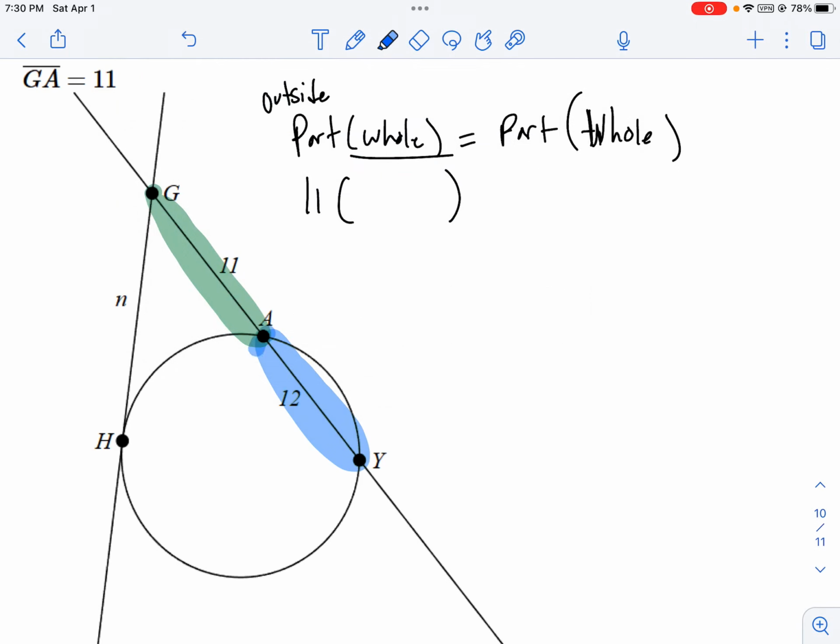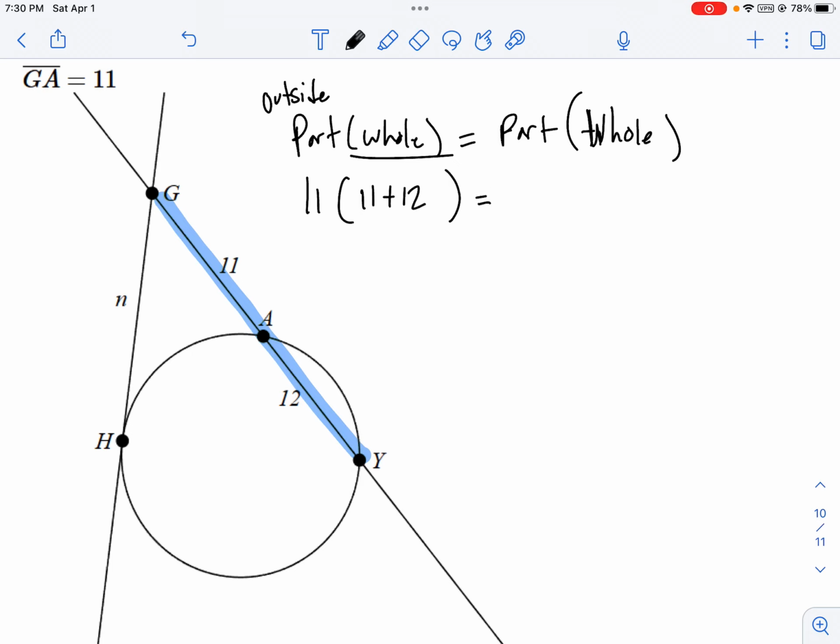Now that's not just saying the whole portion inside the circle, we're saying the whole line for that thing, which means that line is 11 plus 12. It's the entire segment. It's not just one or the other, it's the whole shebang, which means that's 11 plus 12 on the inside. Okay?